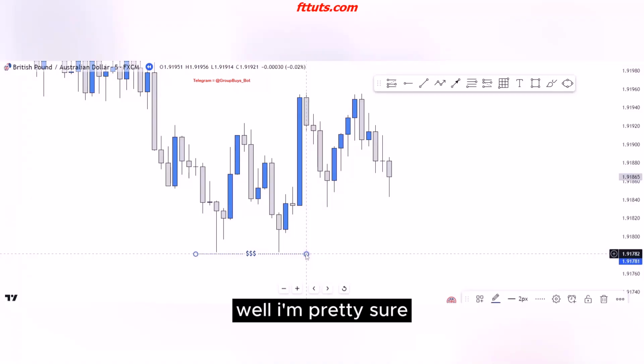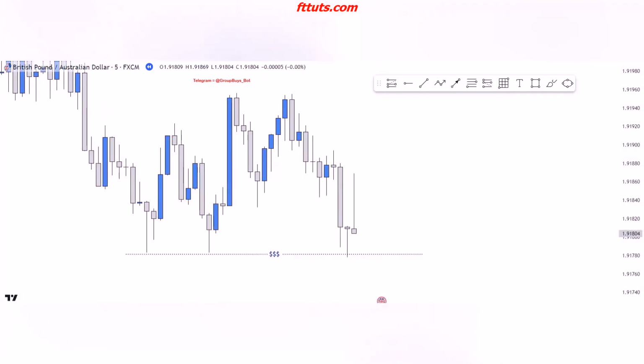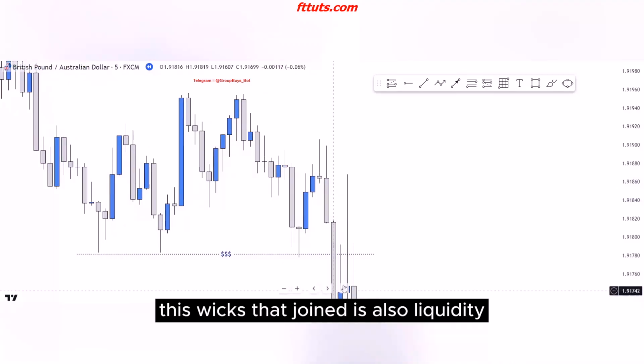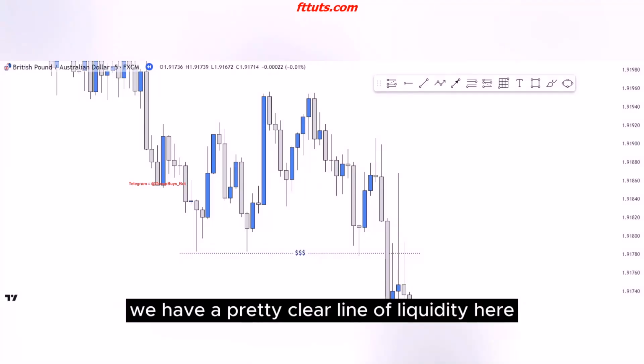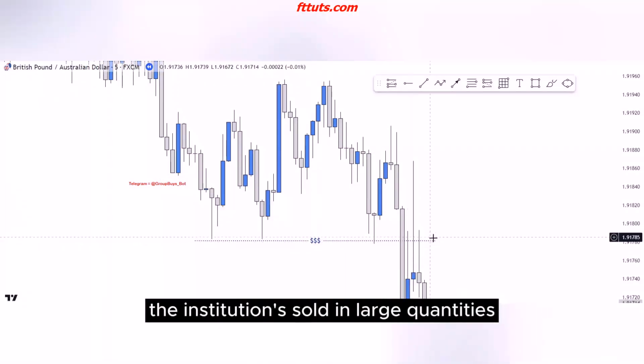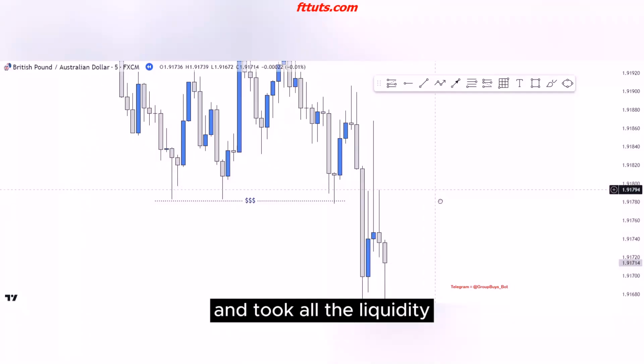Well, I'm pretty sure you've heard this example many times. It's called a double bottom. This weak point that joins is also liquidity. We can even call it a triple bottom. We have a pretty clear line of liquidity here. And as you can see, the institution sold here in large quantities, created this big impulse candle, and took all the liquidity.